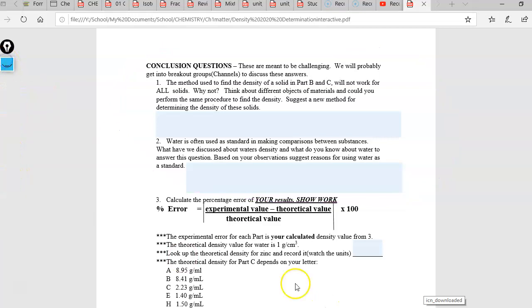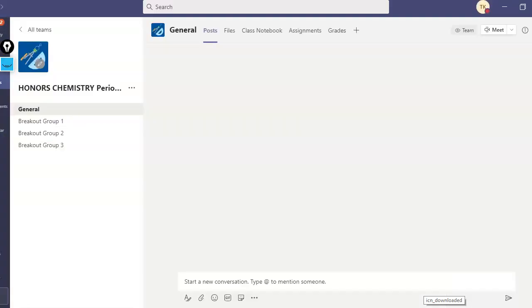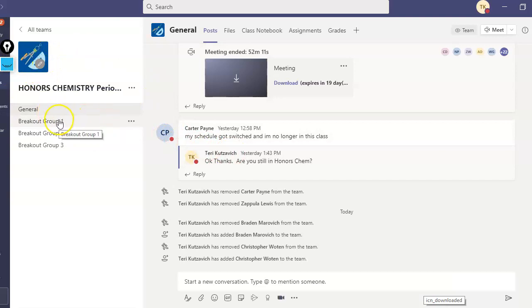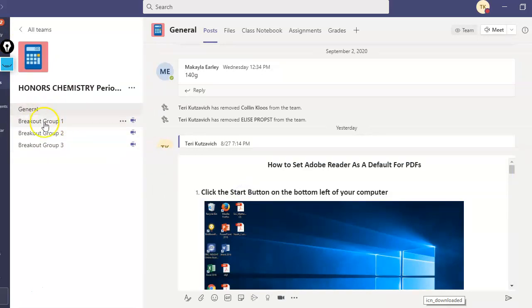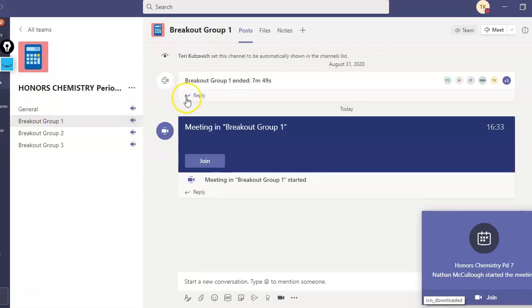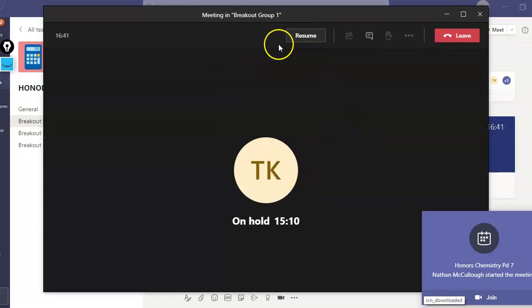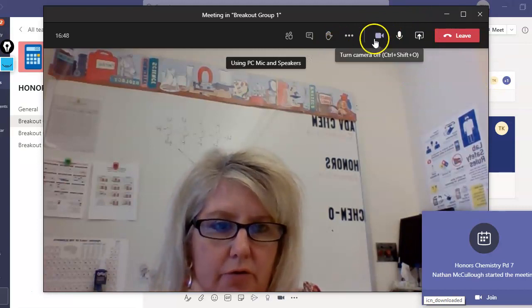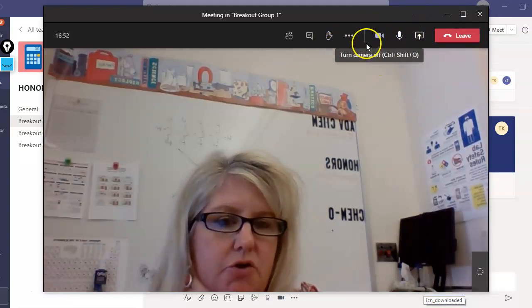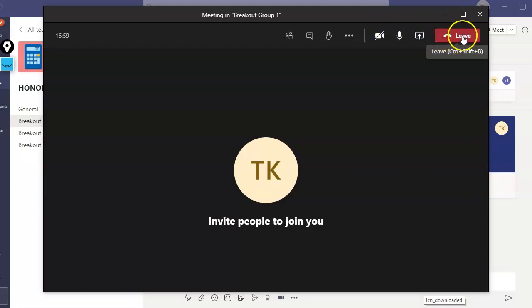Some of you forget how to do the breakout groups, so I'm going to show you how. You all will be in this initial Teams meeting. If you look over here, we have breakout group 1, breakout group 2, or breakout group 3. If you're in period 7, it looks like this. Your breakout groups are already going. Just click on a breakout group, and I must be already in one. And you will be able to talk to others. Make sure your mic is on when you're in a breakout group. You can join any breakout group you want, but make sure your mic's on. Okay? If you need to leave the breakout group, you can just press leave.